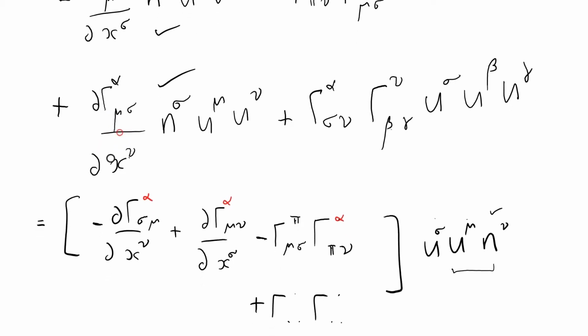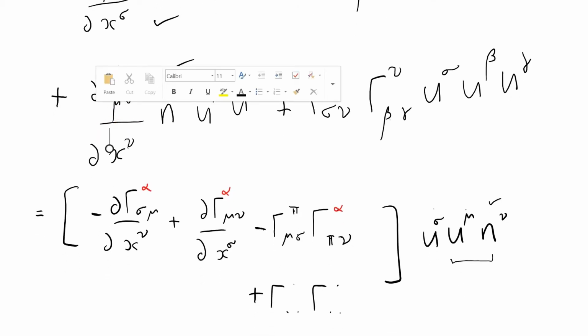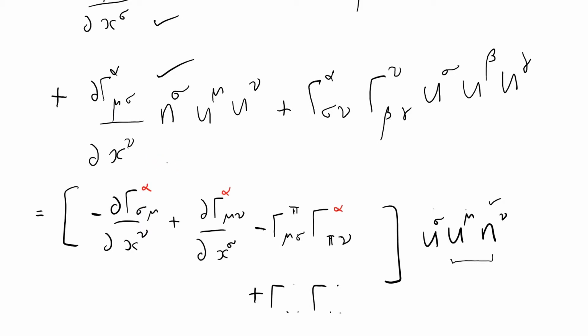Playing fast and loose with my indices here. Right, where's my free one? My free one's on the first one, so I'll go to red. There's my red, that's alpha. Go back to black. Let's do the n term first.